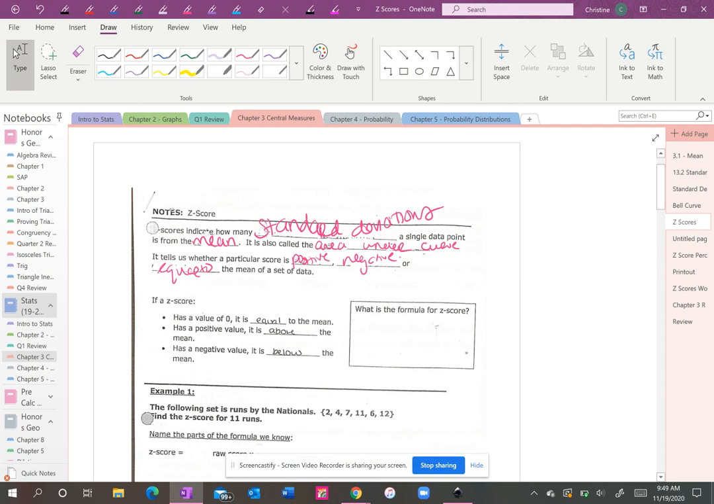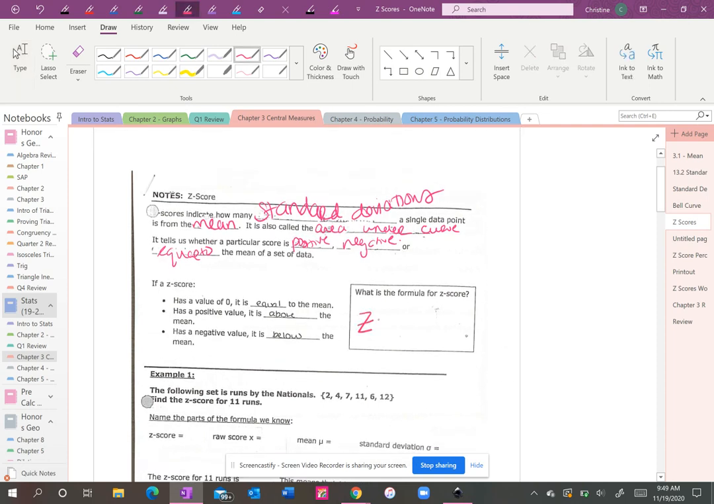Now the formula for the z-score is a little crazy because there's a lot of symbols. It's z equals x minus mu over sigma. Remember, sigma is the standard deviation. Mu is the average or the mean. The z-score is what we're trying to get, and the x is what's called the raw score. Essentially, x is what the problem is about.